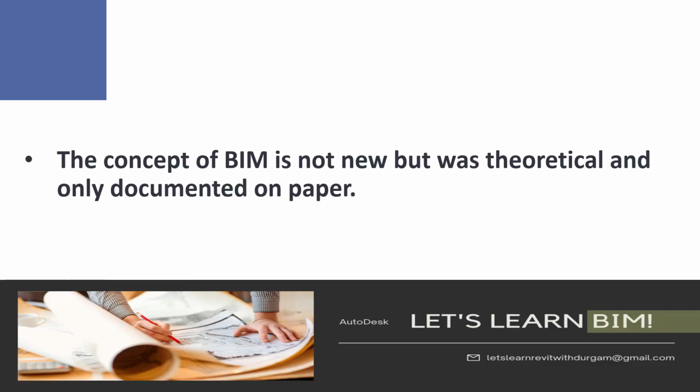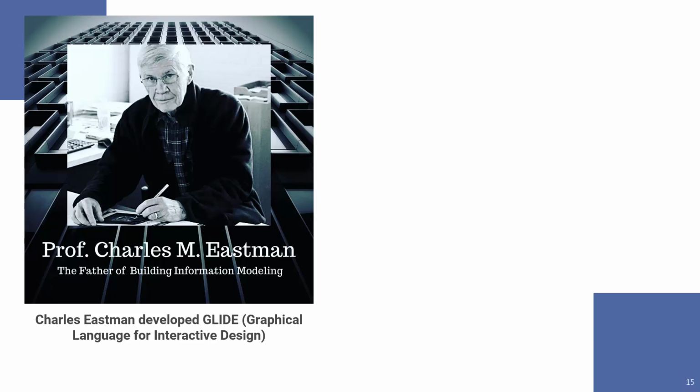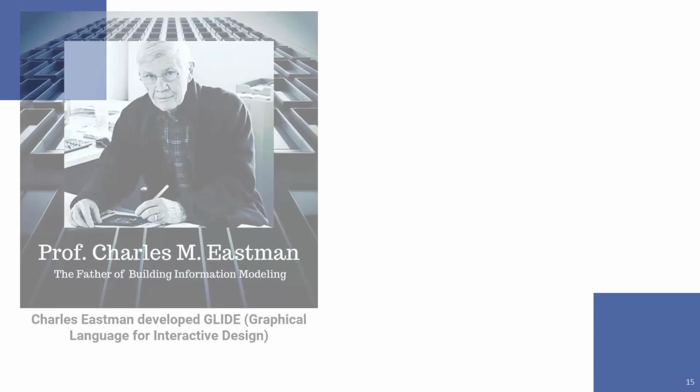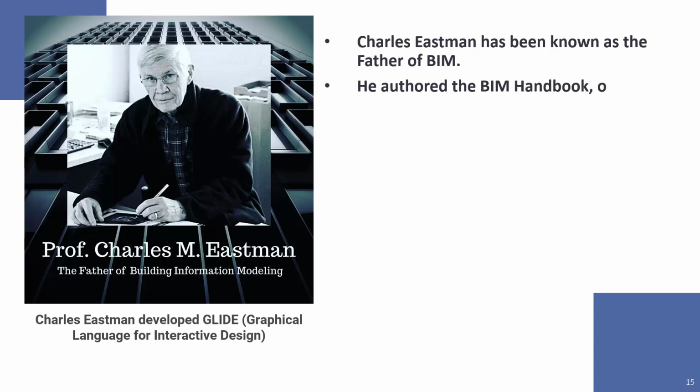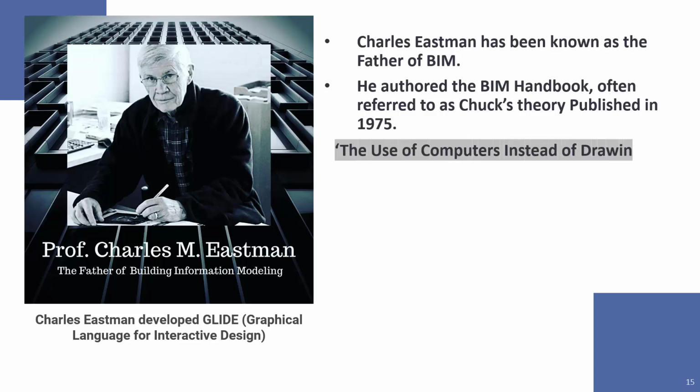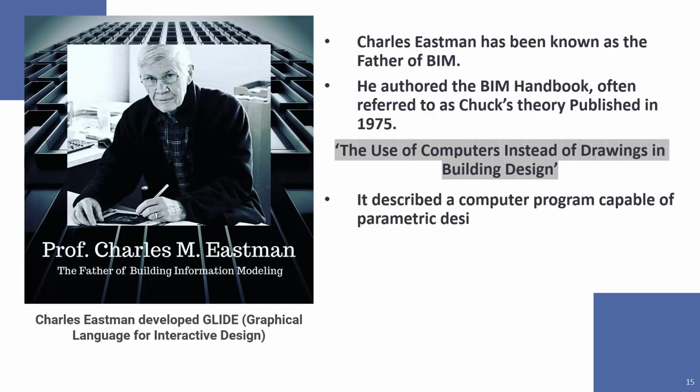In 1977, Charles Eastman developed GLIDE, Graphical Language for Interactive Design, at the CMU lab, showcasing many features of modern BIM platforms. Since then, Eastman has been known as the father of BIM. He authored the BIM Handbook, often referred to as Chuck's Theory, and published his research in 1975. His paper, The Use of Computers Instead of Drawings in Building Design, described a computer programming capability of parametric design and 3D representation.